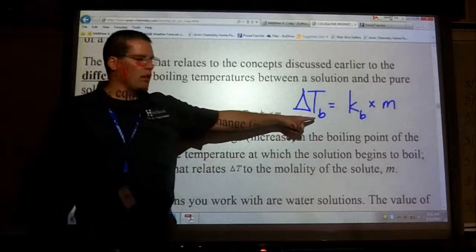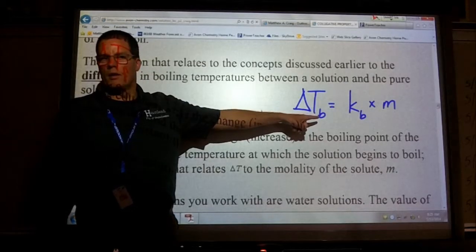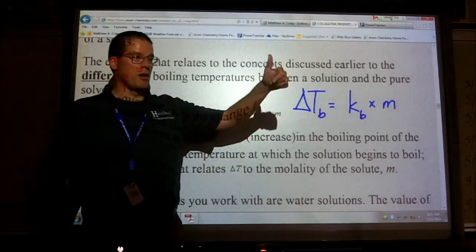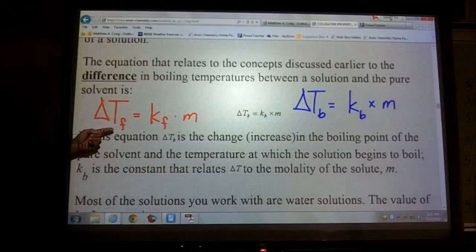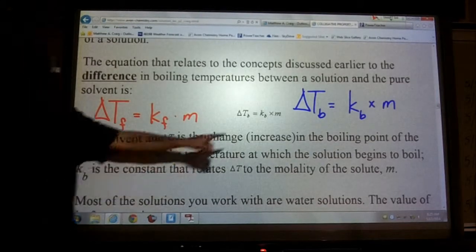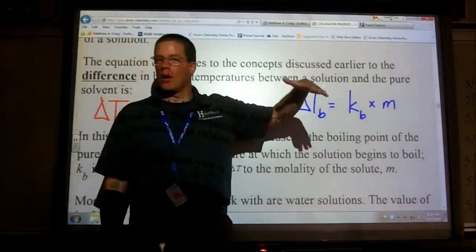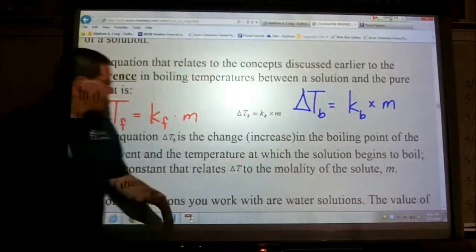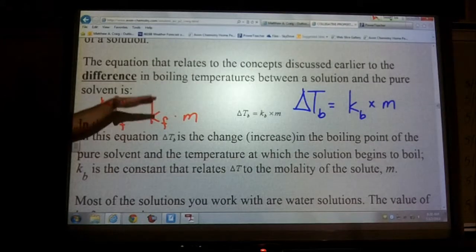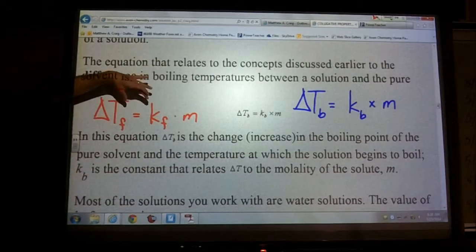Now, the delta T stands for the change in temperature. What do you think the B stands for? Boiling. Very good. And F? Freezing. You guys are on it. So this is the equation that we use for the boiling point elevation. This is the equation we use for the freezing point depression. In other words, when the temperature gets lower.